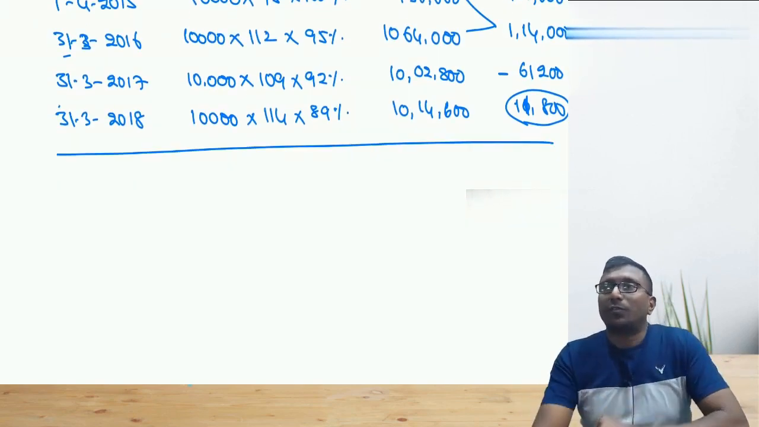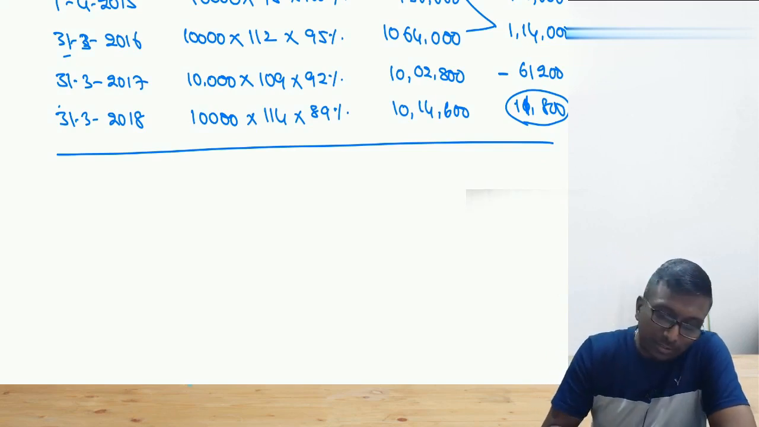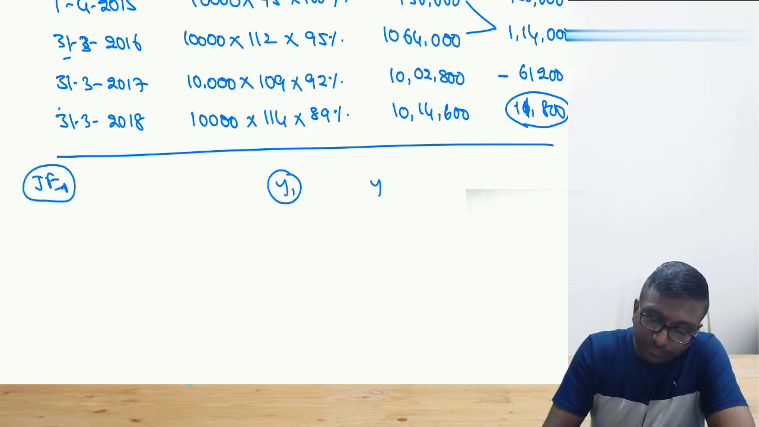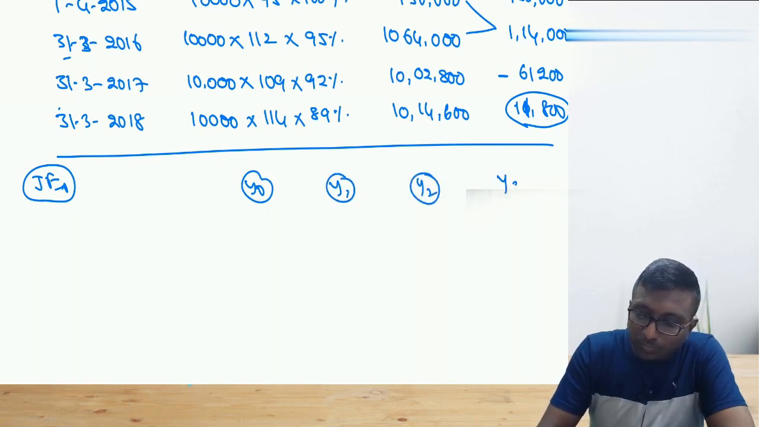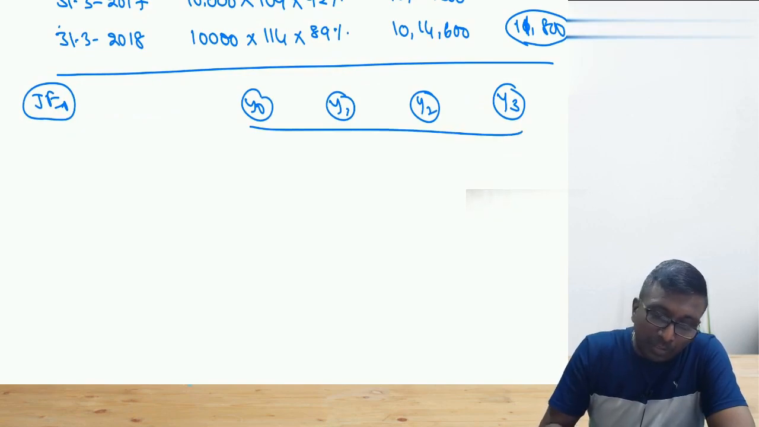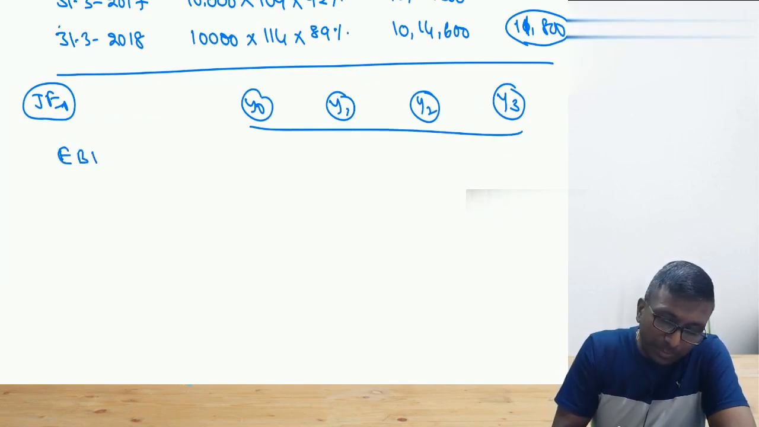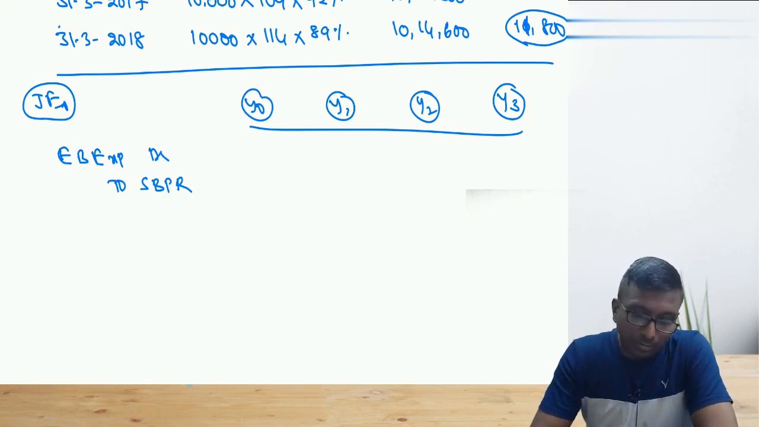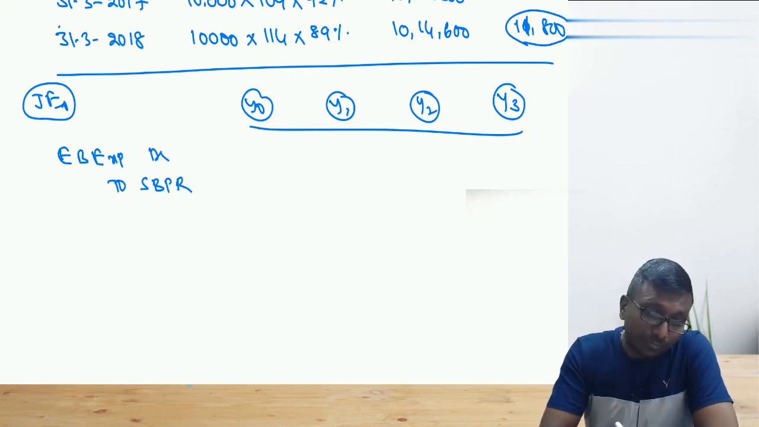Now you can write the journal entries. Just copy paste the numbers. Correct, na? Right. He's asking for journal entries. Year 0, year 1, year 2, year 3. So employee benefit expense account debit to SBPL.